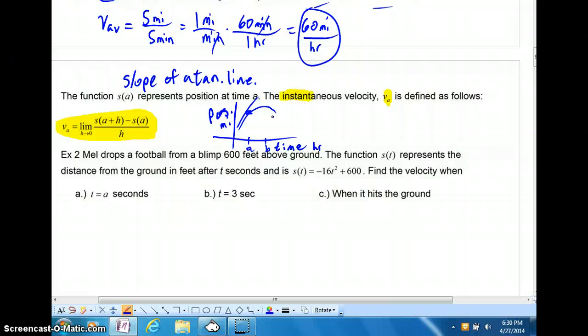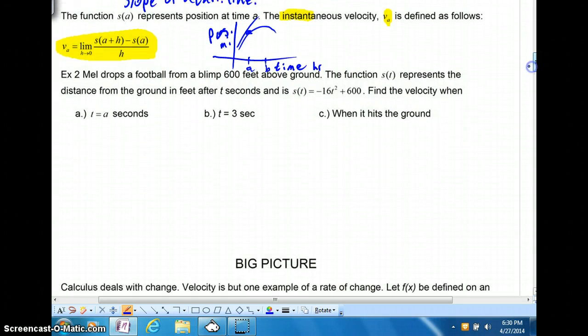So let's very quickly take a look at example 2. Mel drops a football from a blimp 600 feet above the ground. The function s of t represents distance from the ground in feet after t seconds, and it's given to us right here. s of t equals negative 16 t squared plus 600. Find the velocity when t equals a. A very arbitrary a seconds. We don't necessarily know what a is. It could be any given defined time.